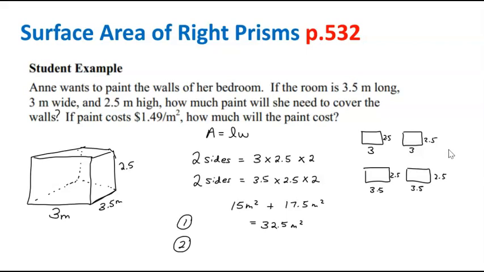The second question is asking you to calculate the cost. So we have $1.49 per square meter multiplied by 32.5 square meters, which will give us our total cost. When we put that in our calculator, we see that the paint is going to cost $48.43. That seems pretty cheap to me, knowing what paint costs these days, so we may have to double or triple this paint cost to be accurate to today's prices. But that's the cost of painting Anne's bedroom if she's to paint the 4 walls.